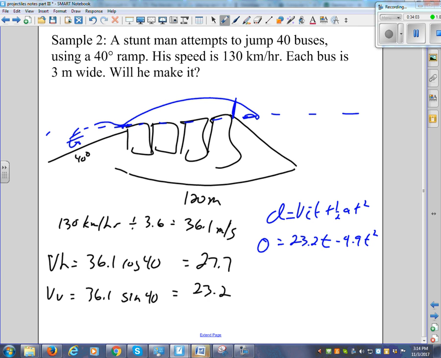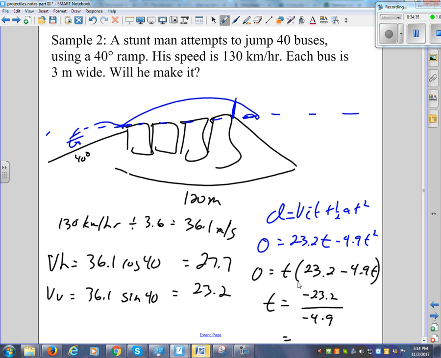You take out the t, and then you go to solve. You can do the quadratic. There's no c, right? So you can factor out. You can go 0 equals t times 23.2 minus 4.9 t. T is 0, or that's going to be minus 23.2 all over minus 4.9. This is the elegant way, by the way.